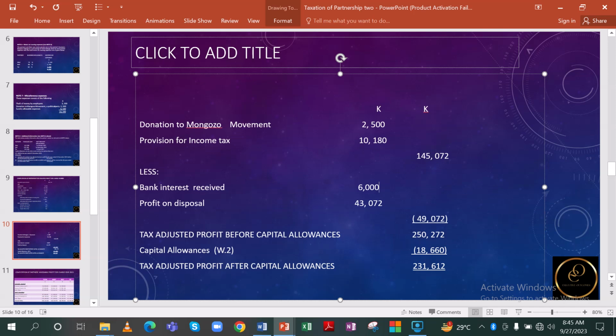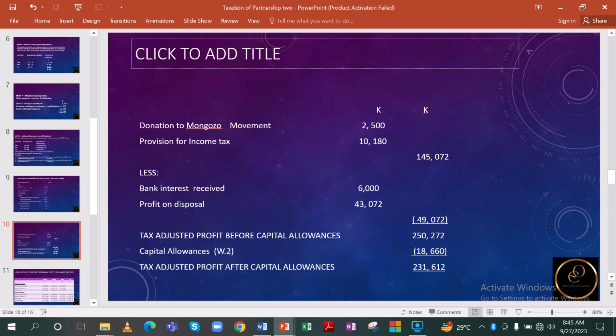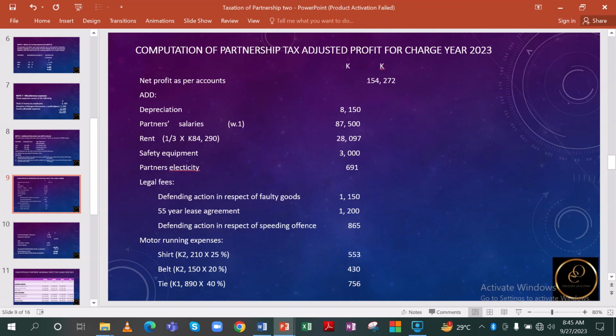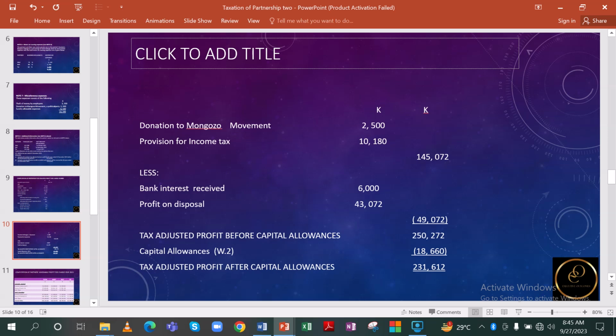250,272. So we have from above here 154,272. We add 145,072. We are going to, and then subtract 49,072. We are going to remain with 250,272. This is tax adjusted profit before capital allowances.